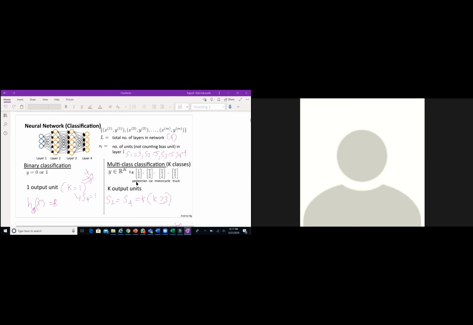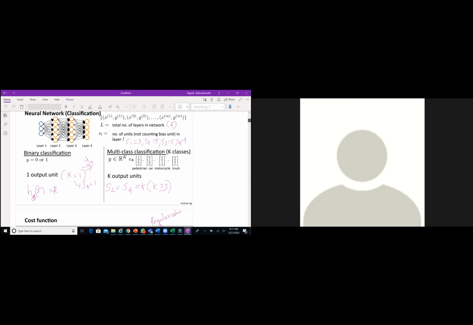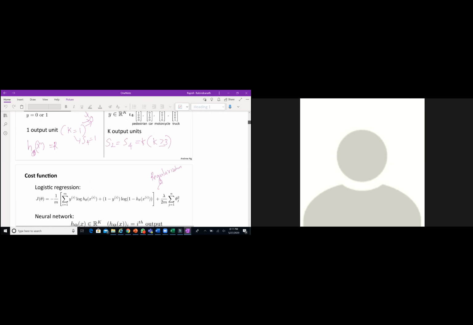Remember the example we selected earlier was pedestrian, car, motorcycle, or truck from an image recognition program. So in that case, the output value, either the observed value or the actual derived value, would be a vector, not a scalar. And the dimension of that vector would be k. K means that many output units are there. So that's what it is. Hope this is clear. If this is not clear, let me know, because this understanding is very important.